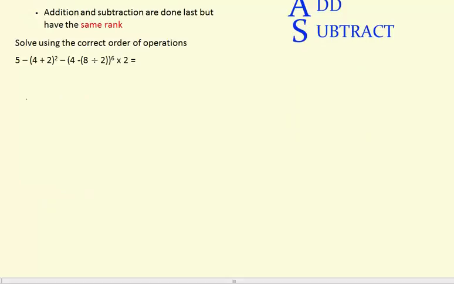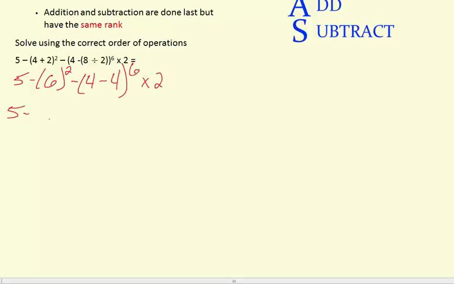Down below we have an equation that we have to solve by using the correct order of operations. So our first step is to deal with the values inside the parentheses. So if we deal with the values inside the parentheses, we have 4 plus 2, which equals 6, to the second power, minus 4, subtract 8 divided by 2, which will give us 4, to the 6th power, times 2.